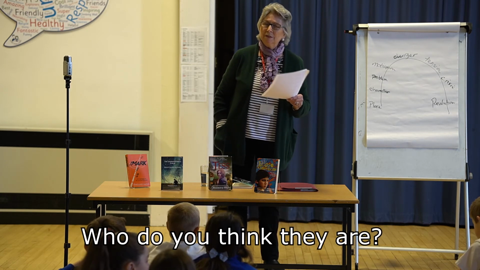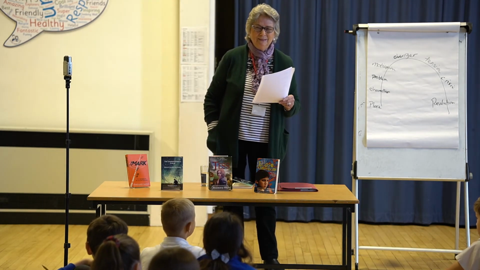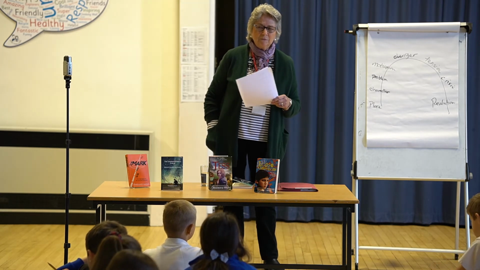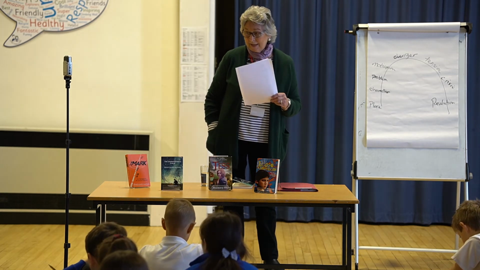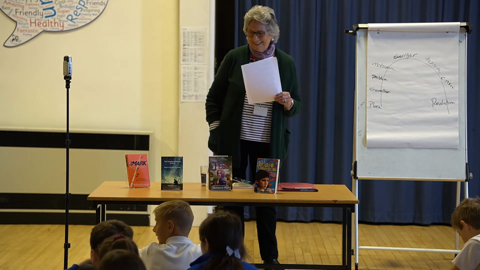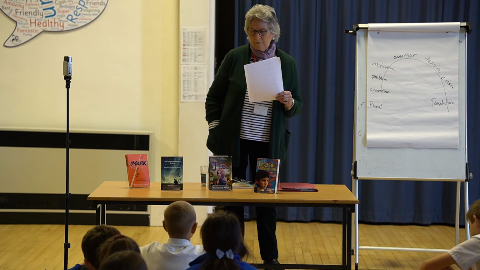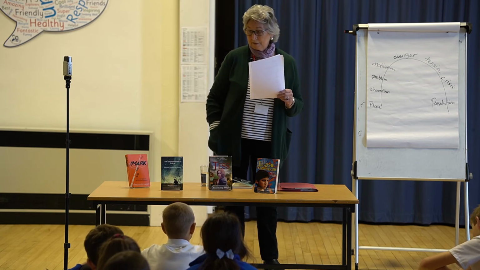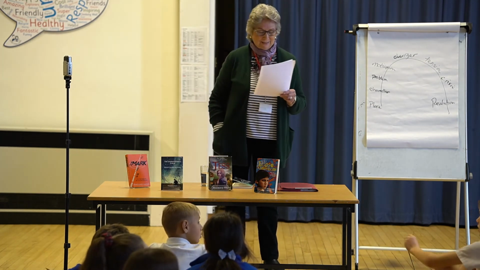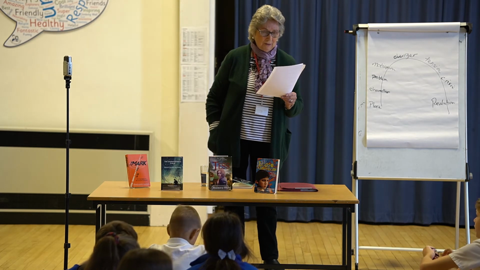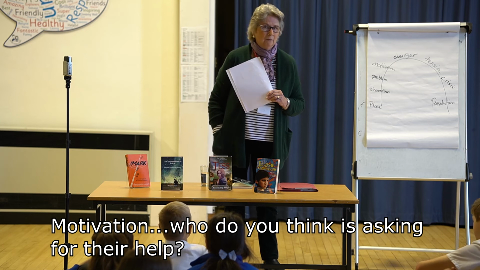Who do you think Drake and Tana are? Who do you think they might be? There was a bit of a clue, wasn't there, in that first introduction here? They were the rulers. They'd just become the rulers of the island. Right, yes, but they were very young. So that's who Drake and Tana are. Now, this is a much more difficult question. Who do you think might be asking for their help?